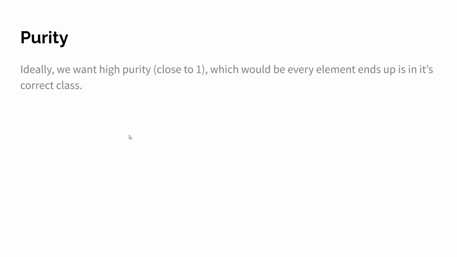Ideally, you want a high purity, close to 1, which would mean every element has ended up in its correct class.